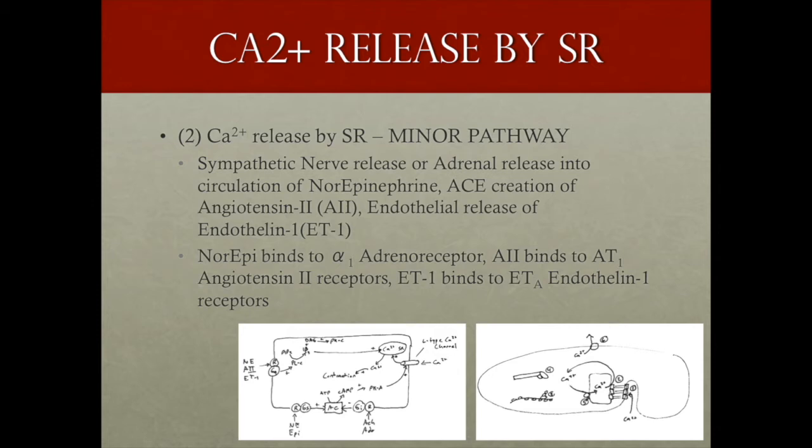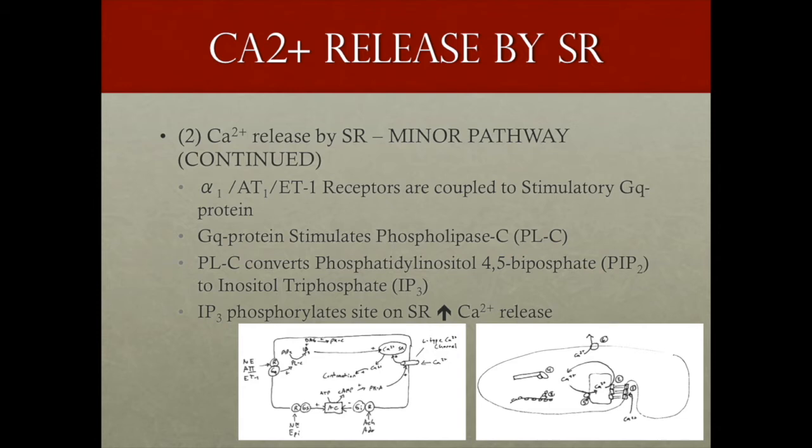endothelin 1 receptors. Each of these receptors is coupled to Gq stimulatory proteins, and the Gq protein stimulates phospholipase C. Phospholipase C converts phosphatidylinositol 4,5-bisphosphate, or PIP2, to inositol triphosphate, or IP3. IP3 phosphorylates a site on the sarcoplasmic reticulum, stimulating it to increase calcium release.